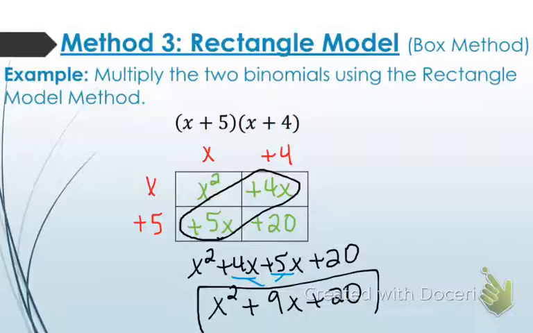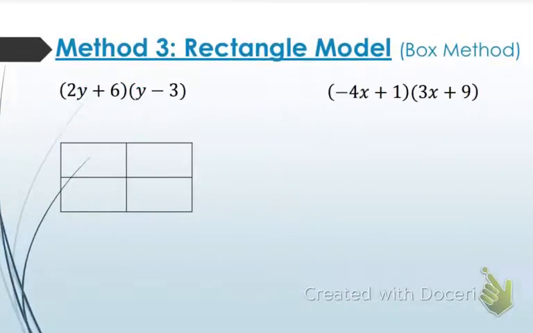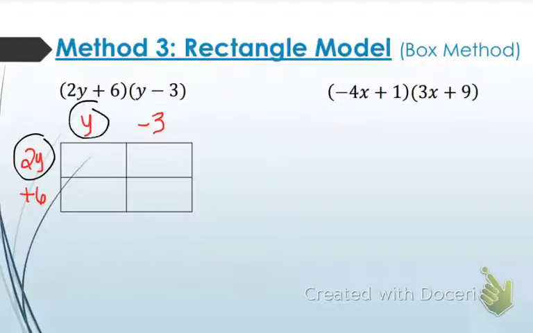Okay, so let's try another one. Again, box method. First thing you want to do is organize. First binomial goes here. Second binomial goes here. To fill in each individual rectangle, remember we're finding the area. So the area of this one is 2y times y. That gives us 2y squared, because there's two y's getting multiplied.